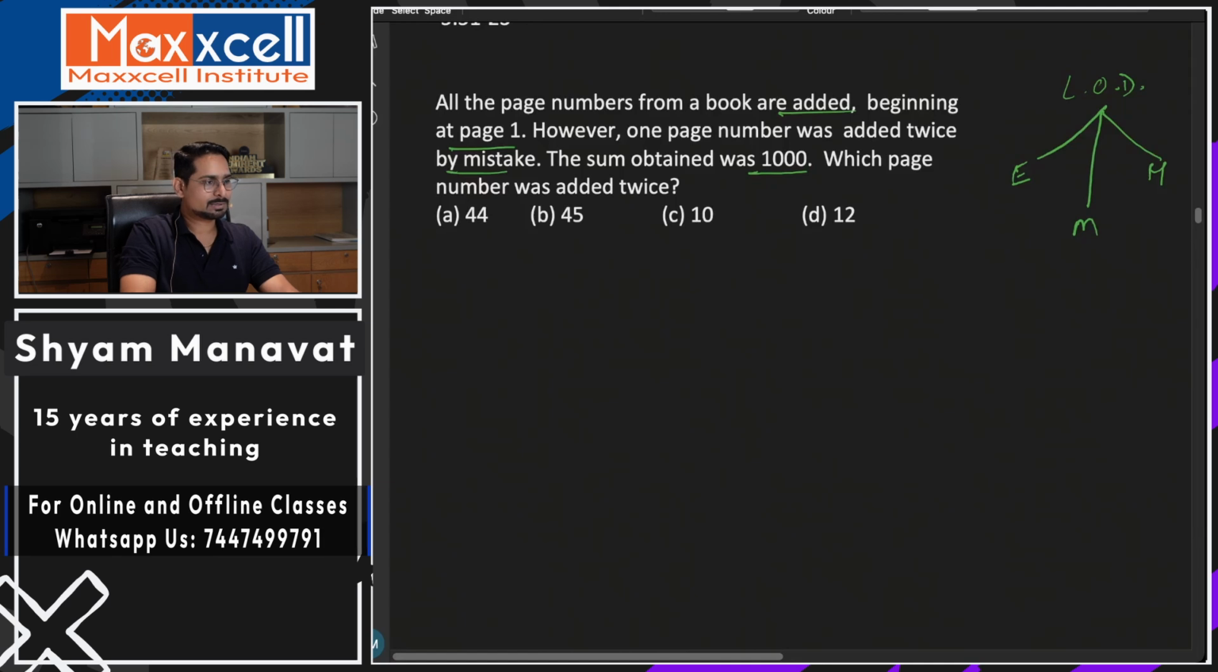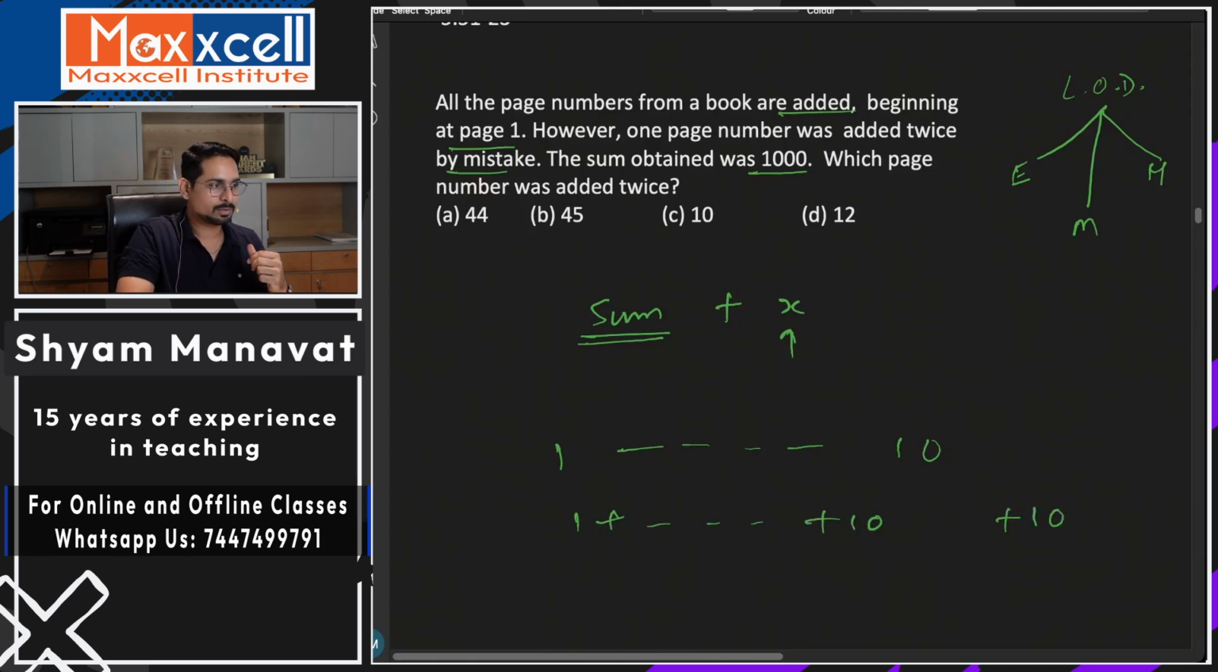Let's say the actual sum is sum, and the number which repeated is x. Now this number is added one time to give you the actual sum, correct? And added once more, so that it becomes twice. That means the actual sum plus the number which is being repeated. For example, if you say 1 to 10 and 10 is repeated, you added 1 to 10 and then you added 10 extra, right? This is what I mean here.